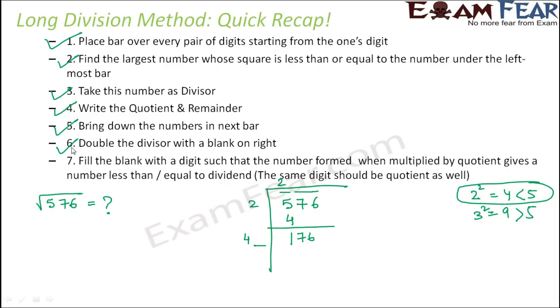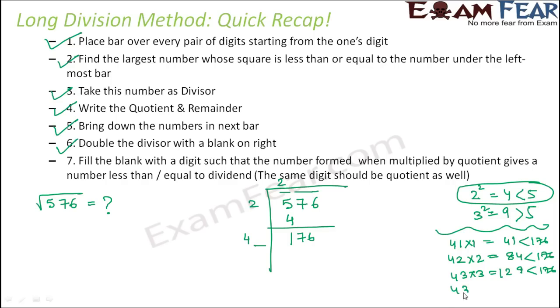Now we have to fill the blank with a digit such that the number formed when multiplied by that digit gives the number less than or equal to the dividend. So this is our dividend 176. So here again you try. If you put 1 in the blank, then 41 into 1 is 41, which is less than 176. If you put 2 in the blank, then 42 into 2 is 84, which is again less than 176. 43 into 3 is equal to 129, which is again less than 176. 44 into 4 is equal to 176, which is equal to 176, and this is what we are looking for.